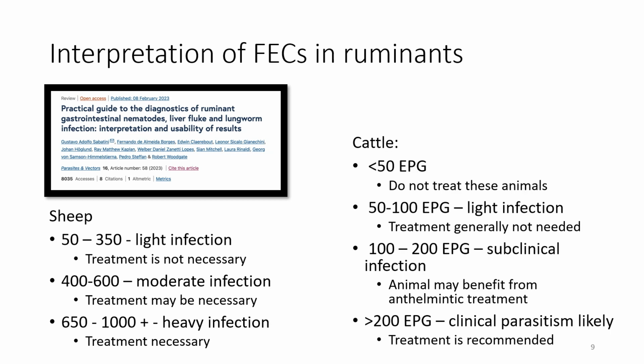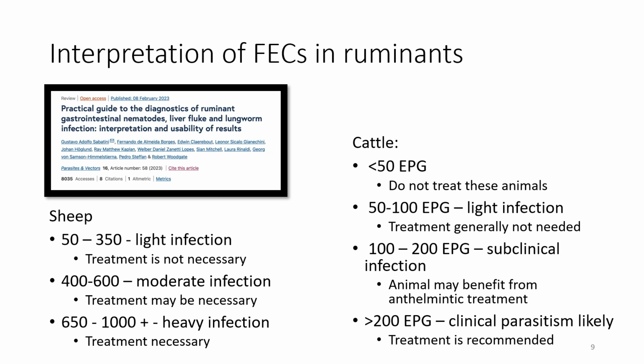Now with cattle, our guidelines are a little bit different. In the northern states here and in the middle prairies, we do not see heavy infections in cattle. Very often we see less than 50 eggs per gram, and the recommendation is that we do not have to treat these animals. In the past, we would have said you treat any animal that had a strongyle infection, but because parasite resistance to dewormers is so rampant, our current recommendation is that you do not treat these animals.